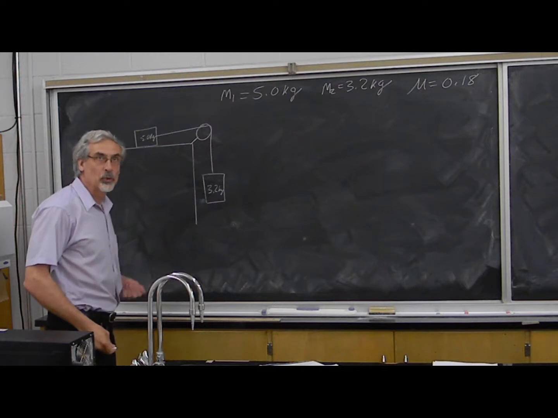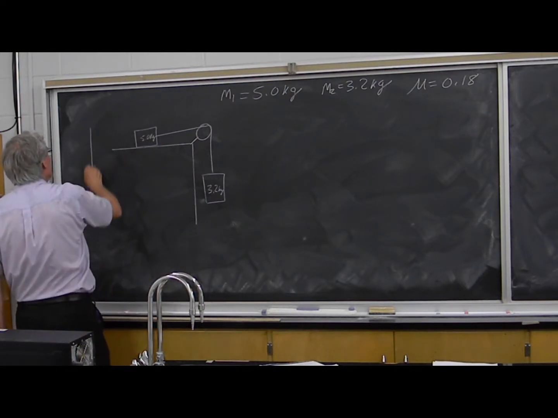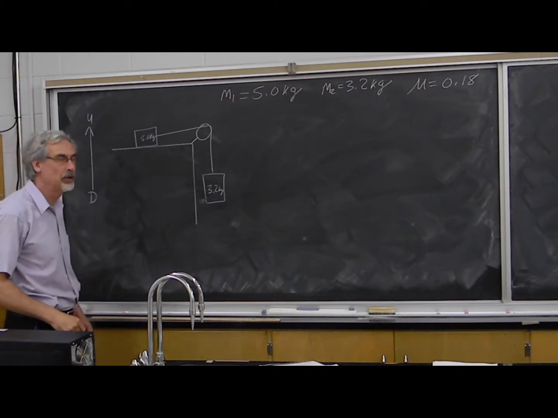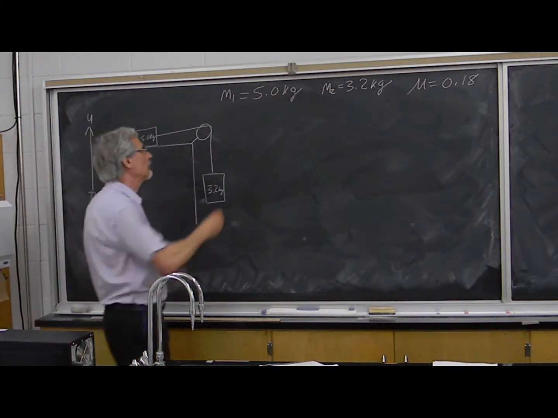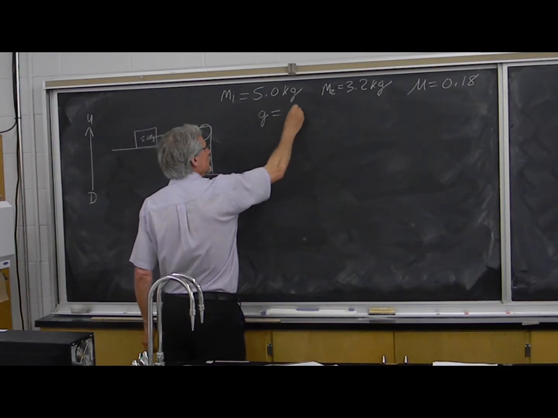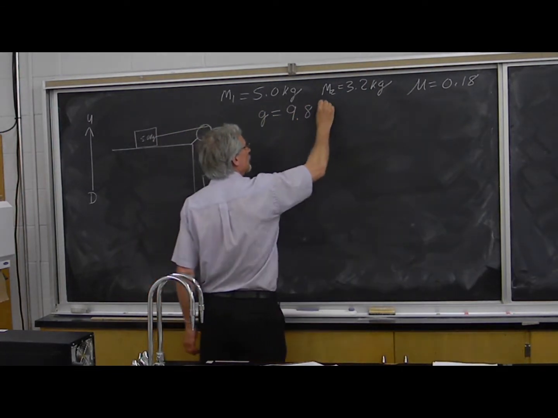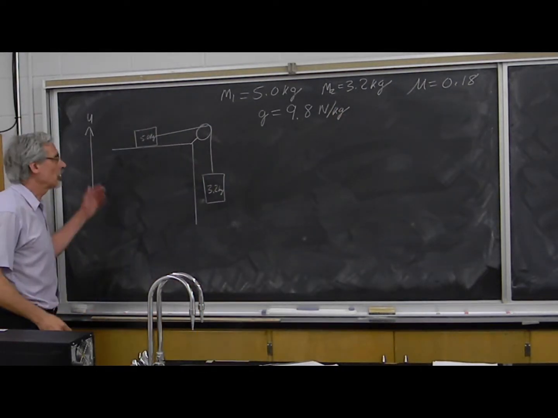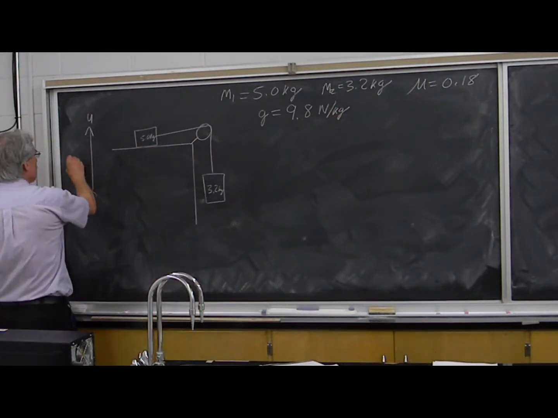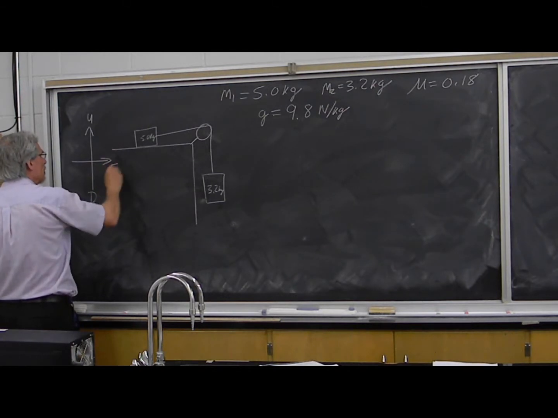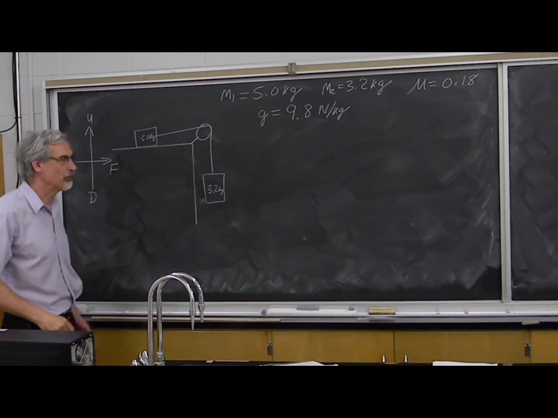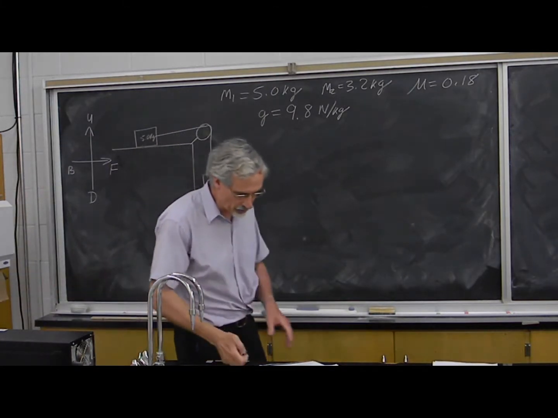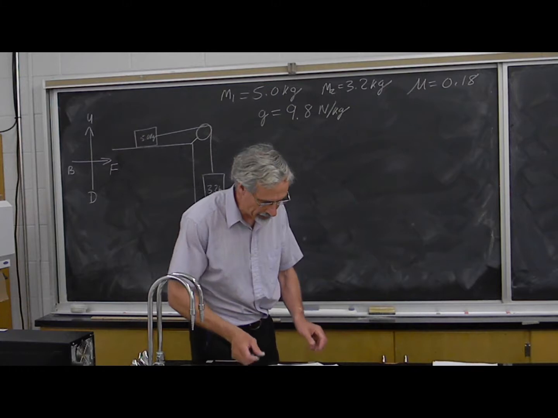So we're going to have to put in some directions here, up and down, because it is affected by gravity. So we are going to assume that G is 9.8 newtons per kilogram. And we'll call the direction we expect the movement to be in to be forward and backward, like that. So this is the information that was given in the question.